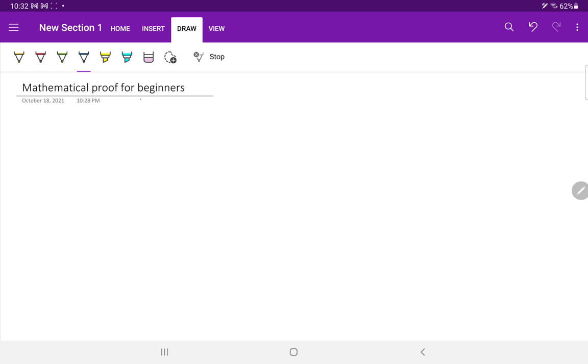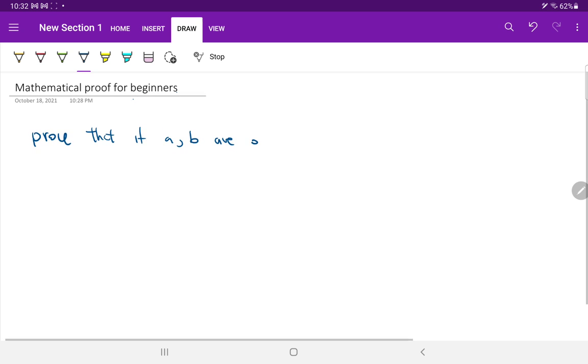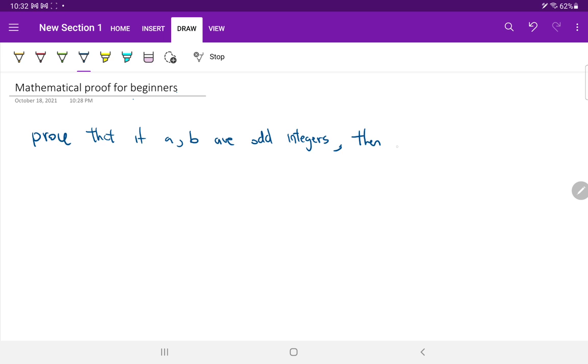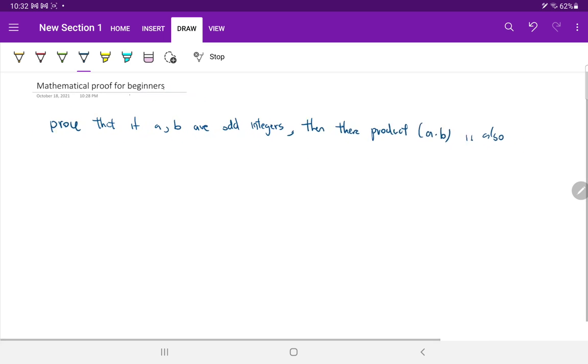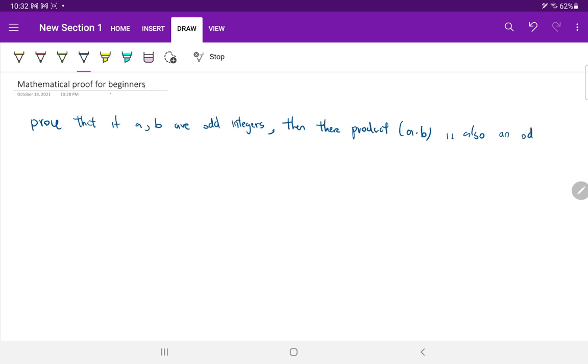Let's take, for example, a proof from one of my earlier videos. Prove that if a, b, two numbers, are odd integers, then their product, a times b, is also an odd integer. So I want to prove this.